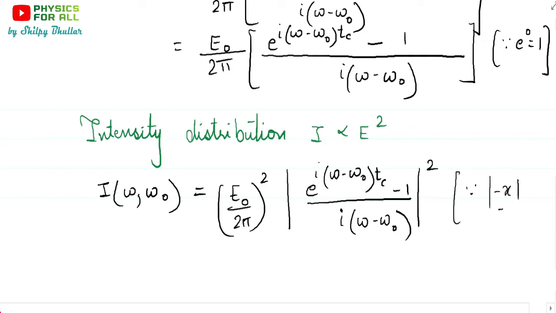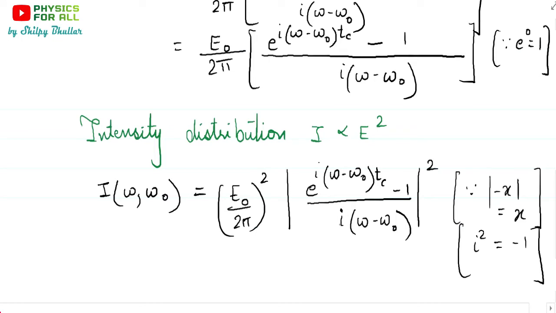This thing, if you remember, this is like this. So magnitude also means that we have to neglect the negative terms. Here you can see we are having iota. If we square iota, we will get minus 1. But since we have put these bars here, that means whatever is getting negative, it has to be positive.